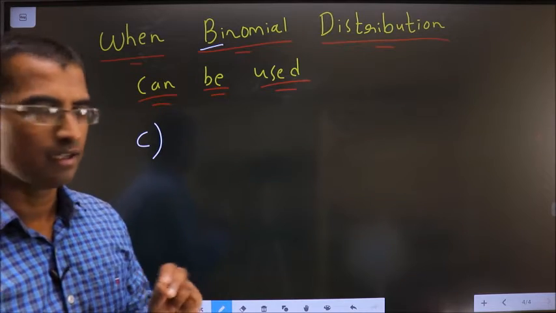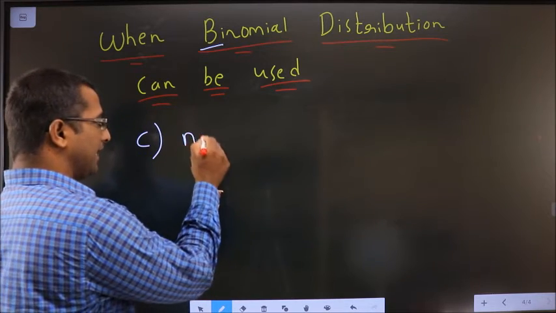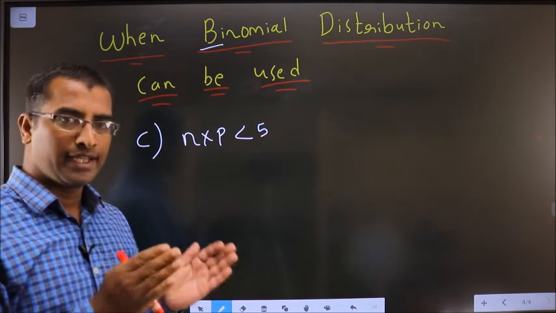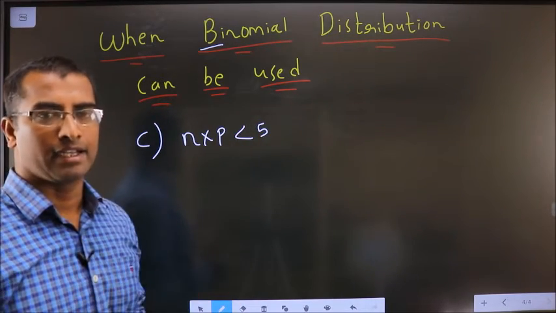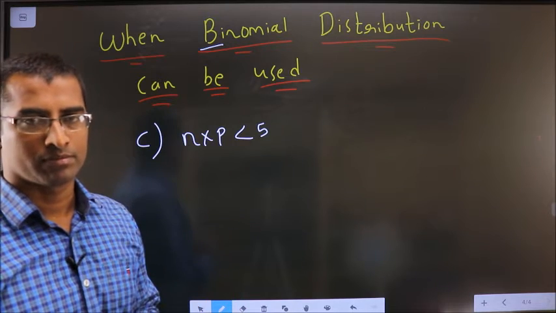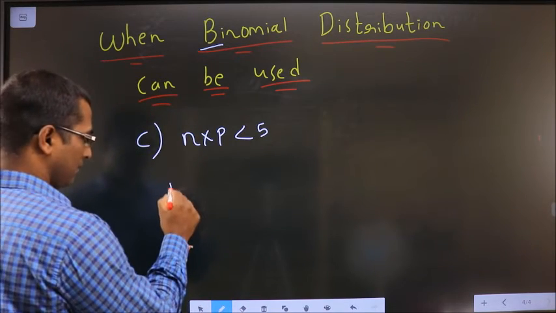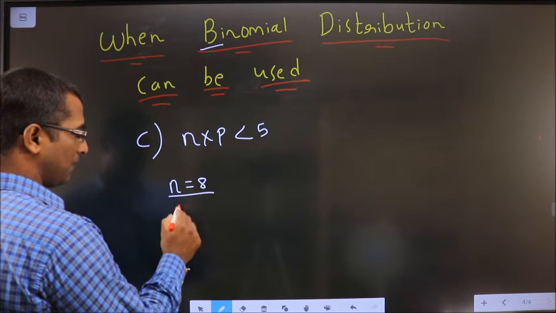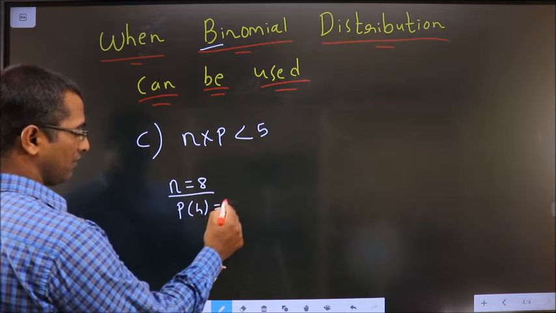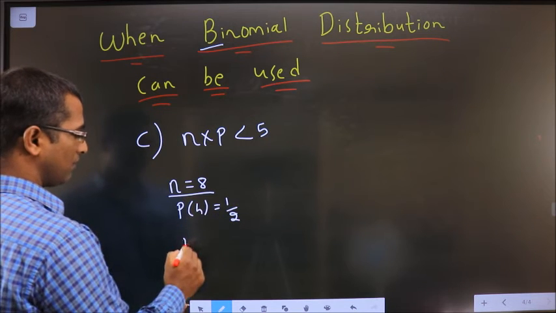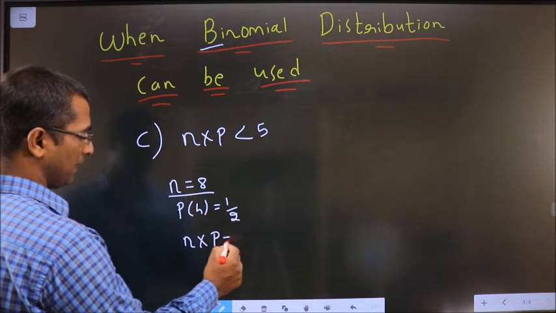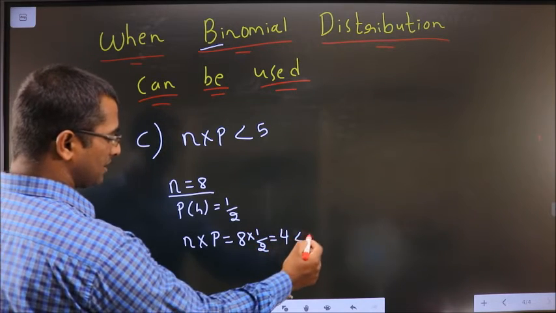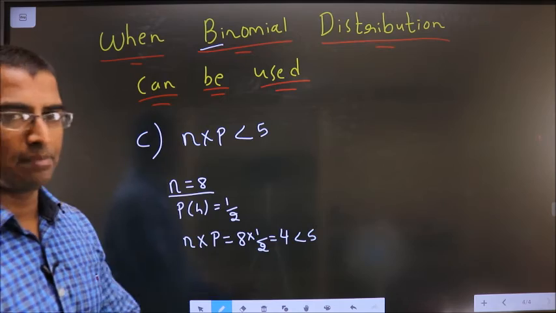Third condition is, n into p should be less than 5. Only then can binomial be applied, otherwise no. Example, a coin is tossed 8 times. Probability of getting a head is 1 by 2. So how much will I get for n into p? 8 into 1 by 2, I get 4, less than 5, so binomial can be applied.